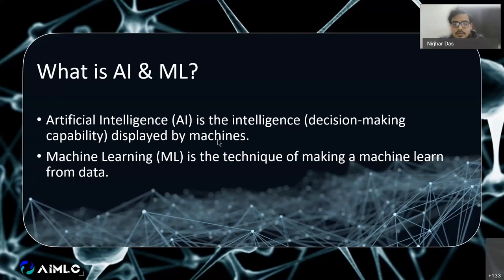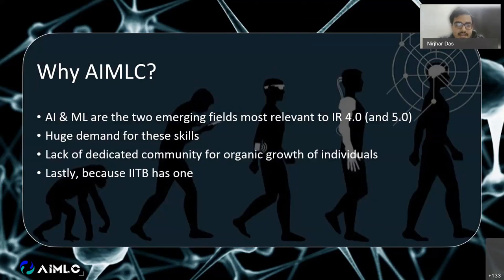why AIMLC, basically. Why at all? Why do we need this club, and more importantly, why do we need the skills? You can guess, AIML are the two most emerging fields in Industrial Revolution 4.0 and probably in 5.0 as well. We know about industrial revolutions, right? First there were factories and mechanization, then electricity, then basic automation, and now we are going through Industry 4.0. This is the age of intelligent automation.